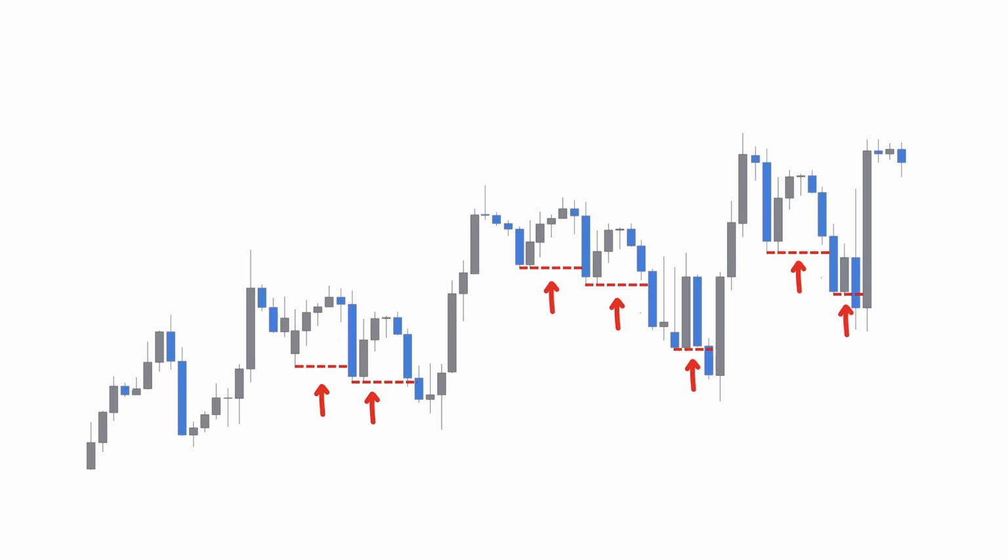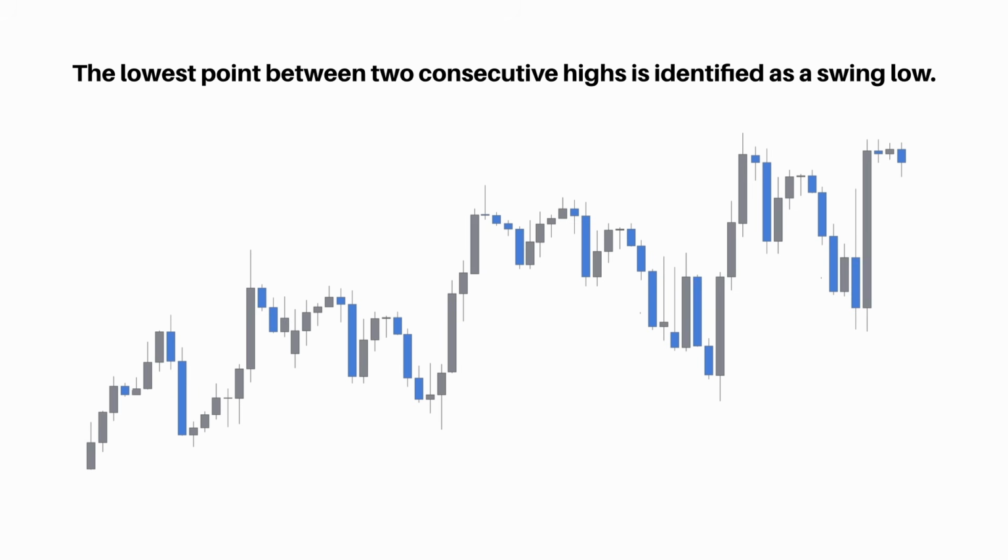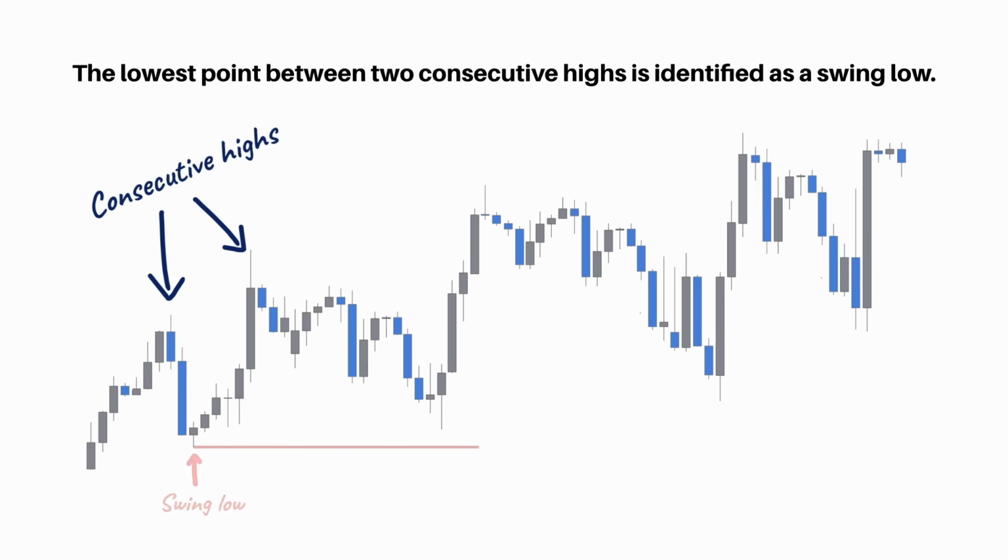To answer this question, first we must identify our swing lows. In the bullish scenario, the lowest point between two consecutive highs is identified as a swing low. Here we have two consecutive highs. So the lowest point between these two is our swing low. So as long as the price stays above this level, it represents a bullish market, and we will only look for buying opportunities. And for a valid change of character, we need to have a candle break and close below.